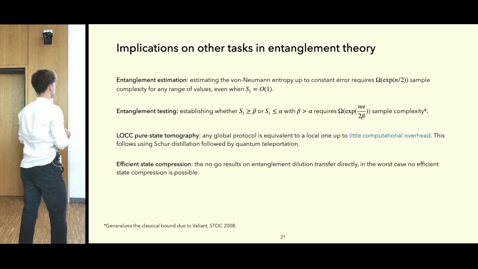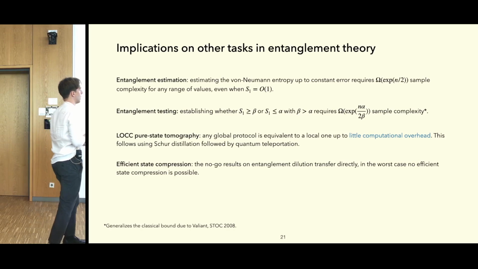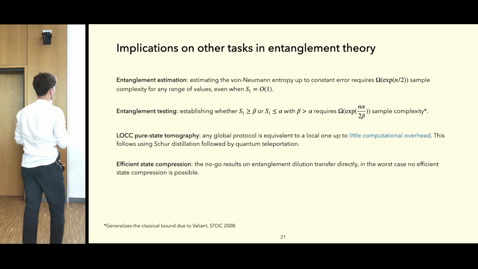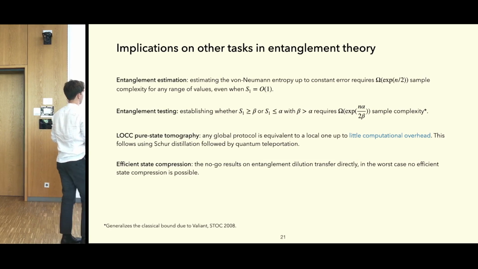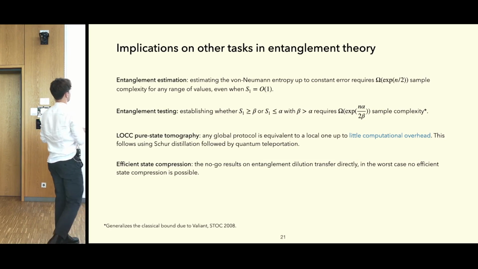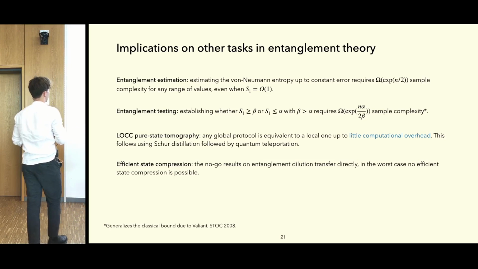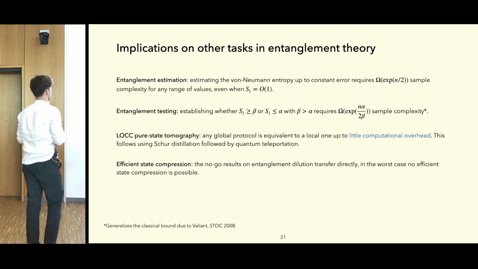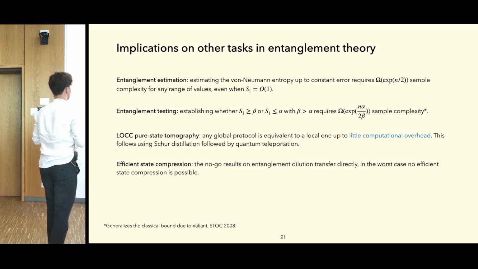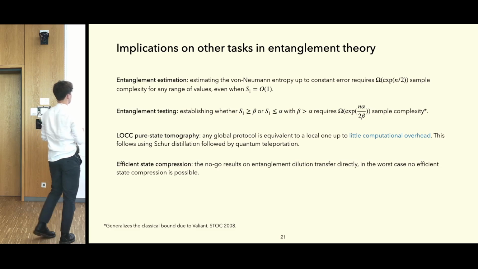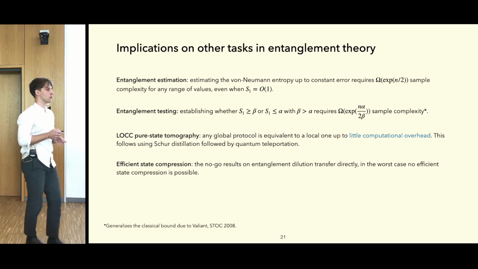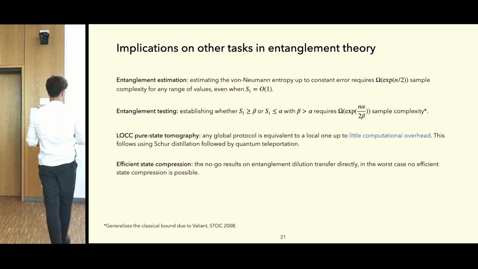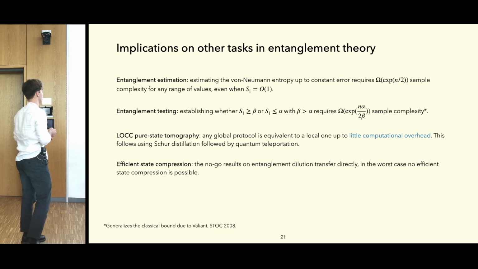And this, before, was only shown for some specific values of the von Neumann entropy, usually when this was close to maximal. Also, we can get some lower bounds in sample complexity for entanglement testing. If you want to test whether the von Neumann entropy is larger than a constant or smaller than some other constant, we get this sample complexity lower bound. And curiously, this lower bound essentially almost generalizes a known lower bound that was shown by Valiant in the classical case, for the classical Shannon entropy.